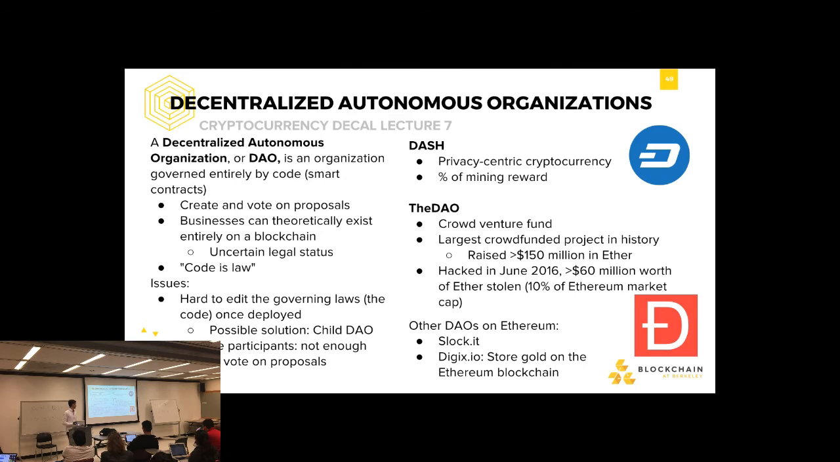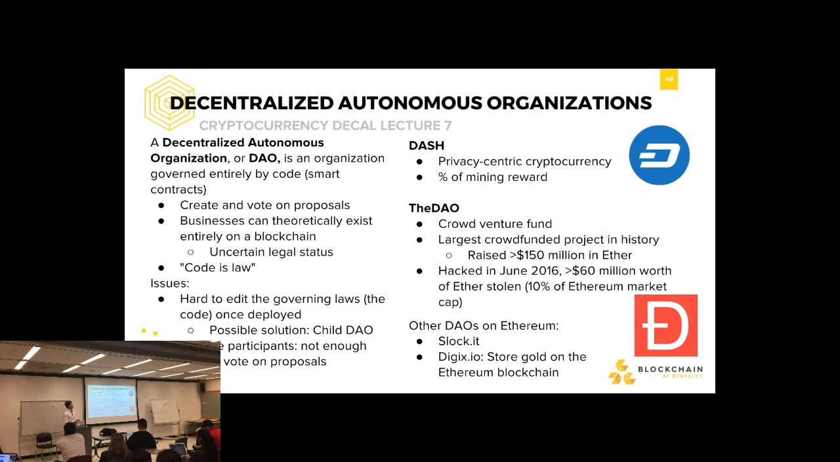Some issues with this is that it's really hard to edit the governing laws once it's deployed, because you have this immutable smart contract. A possible solution to that is to create a child DAO. But it's interesting, because if you've heard of something called The DAO, it was actually the largest crowd-funded project in history. And because they implemented a child DAO, they basically exposed themselves to an attack where around $60 million worth of Ether was stolen, which was actually worth 10% of the Ethereum market cap at the time.